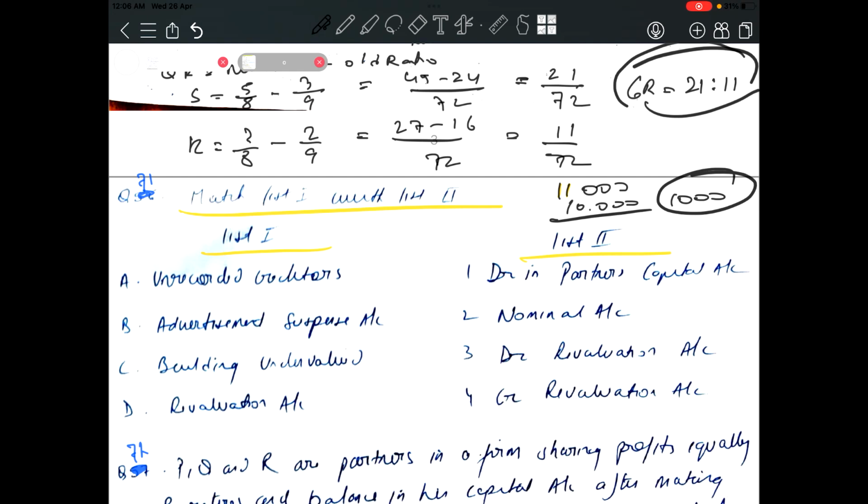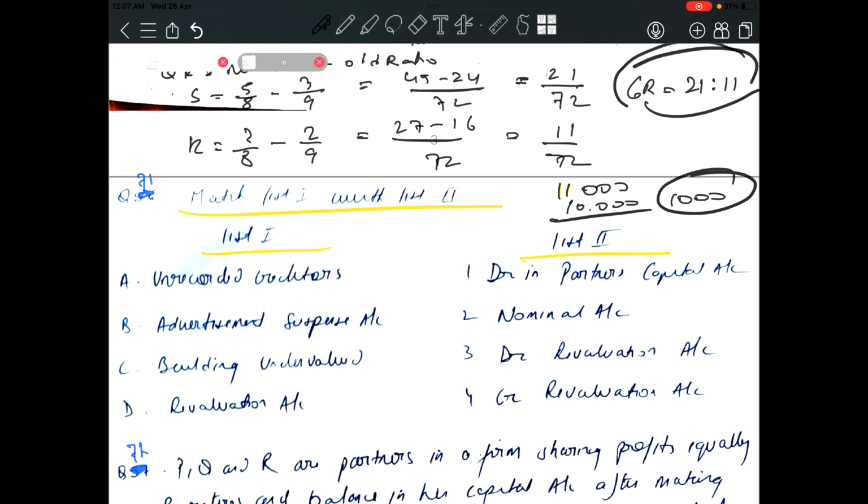Right? So what is this? If your liability is increasing, it is a gain or loss for you. Basically it is a loss for you. So where will this go? Will this go to debit in partner's capital account? No, right? Will it go to nominal account? Is this an item of nominal account? I don't think so, right? Because creditors is a real account. Creditors is an item of real account.